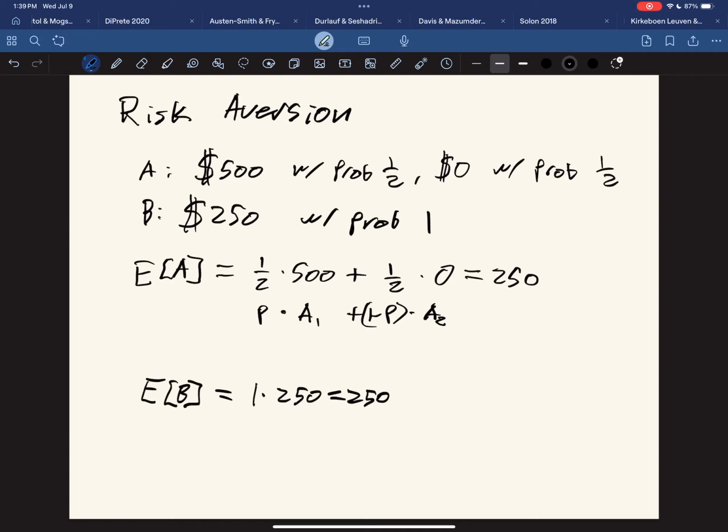So people who choose Lottery B over Lottery A are risk averse. They prefer the guaranteed money over the risky money, even when on average the risky lottery and the safe lottery pay out the same. They have a preference for the safe lottery. So under expected value, these two have the same payoff, but clearly they don't have the same expected utility, because most people are choosing B over A.